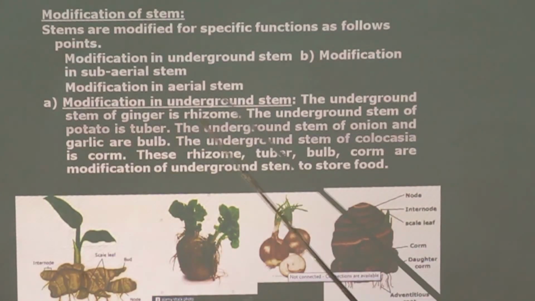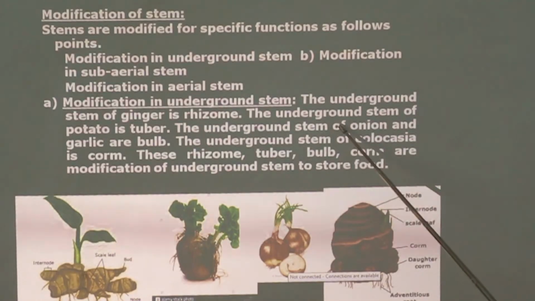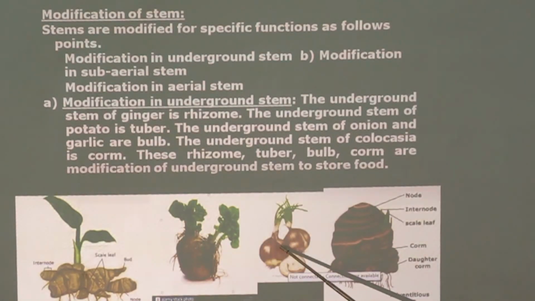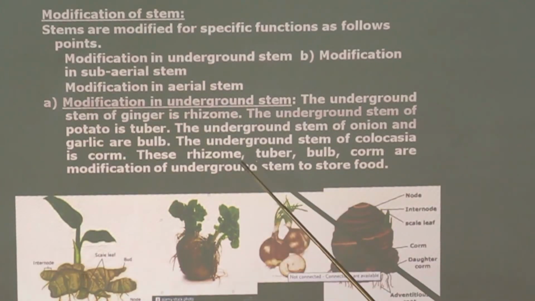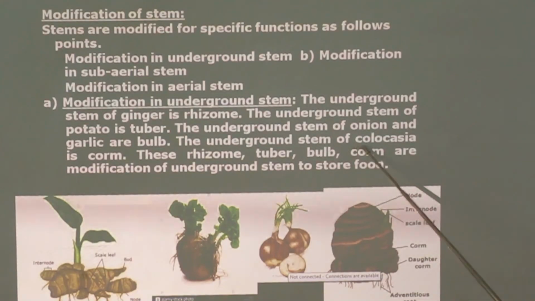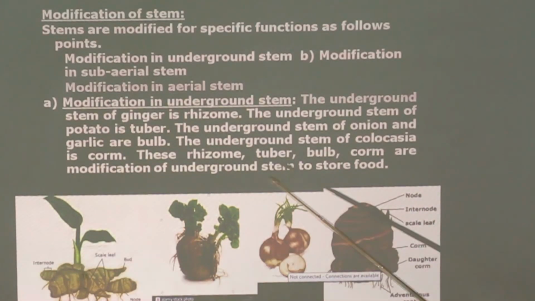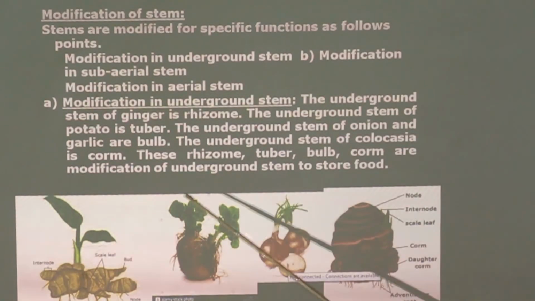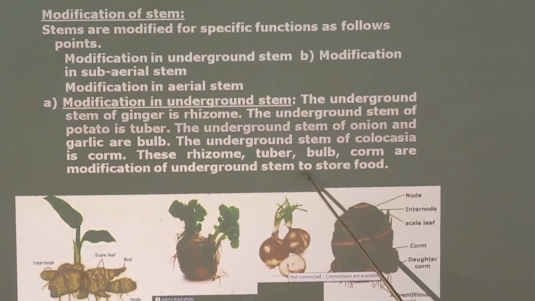The underground stems of onion and garlic are called bulbs. This is a bulb of onion, and it is also not a root, it is a stem. It stores food. The underground stem of colchicum is a corm. This is a corm. The corm also stores food. Rhizome, tuber, bulb, and corm are modifications of underground stems to store food.